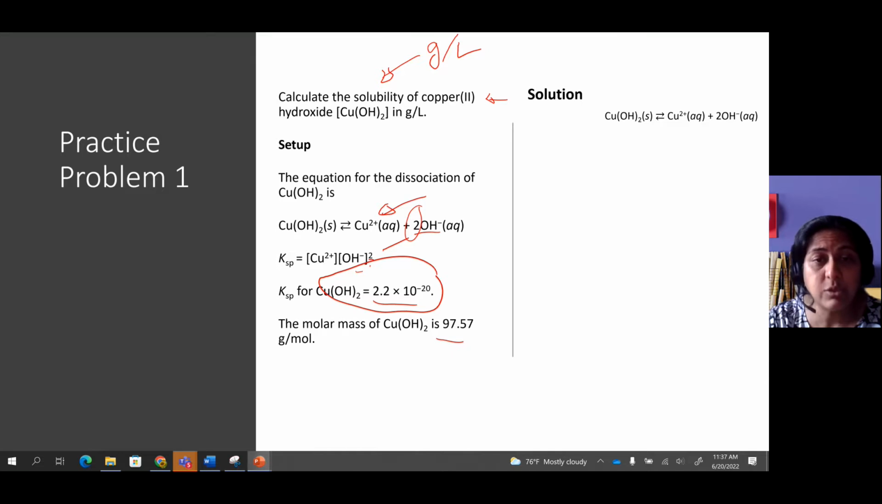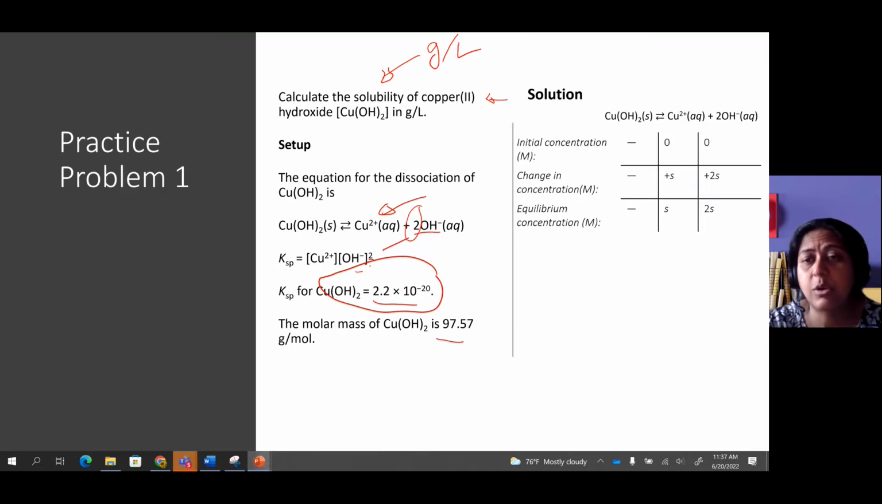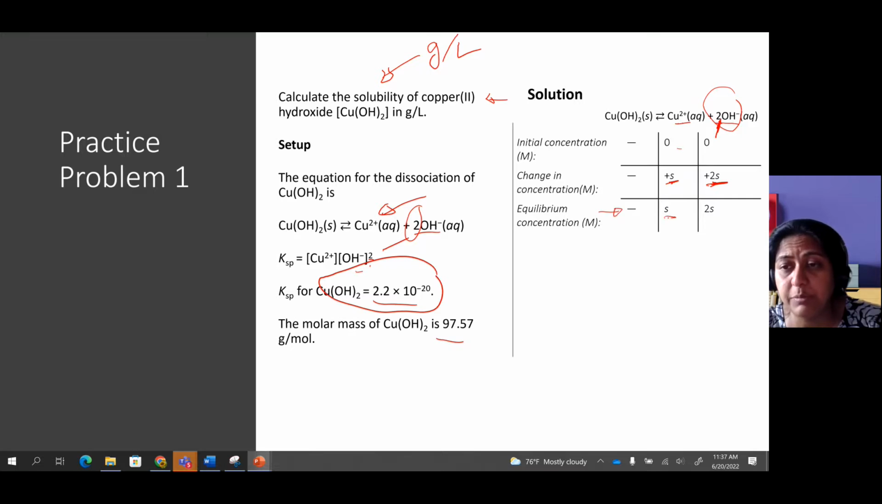In order to solve that, we need to set up the ICE table. The initial concentrations of copper 2 plus and hydroxide ions are zero. For the change in concentration, if the molar solubility of copper 2 plus is S, then the change for copper is S, and the change for the hydroxide ions is 2S because of the coefficient. So the equilibrium concentration of copper 2 plus is S, and of hydroxide ions is 2S.